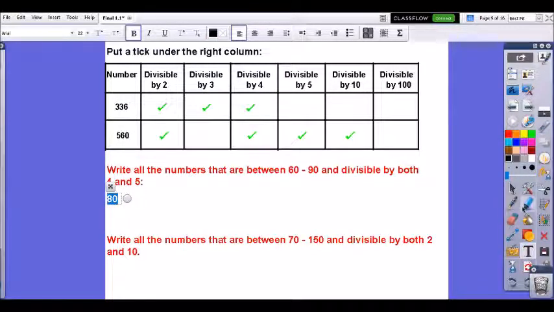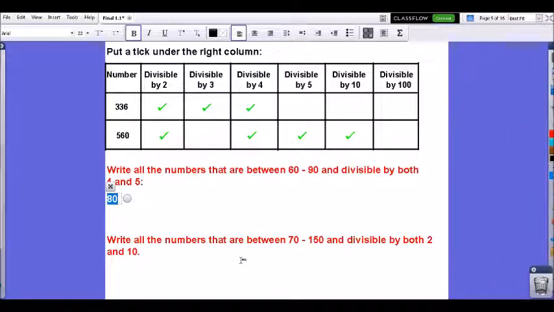Okay. The next question: write all the numbers that are between 70 and 150 and divisible by both 2 and 10. Well, then I need to not take all the multiples that are divisible by 2 first. No, go for the bigger number here. The bigger is 10. Then I'm going to check all the multiples of 10 between 70 and 150, which are 80. And yes, of course, it's divisible by 2.